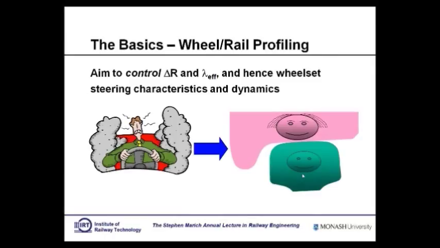So the aim of wheel and rail profiling, for example, is the ability really to control the rolling radius differential and effective conicity, and hence the wheel set steering characteristics and the dynamics of wheel sets as they travel down the track. So instead of having this fellow totally and utterly upset, you have these lovely smiley faces.